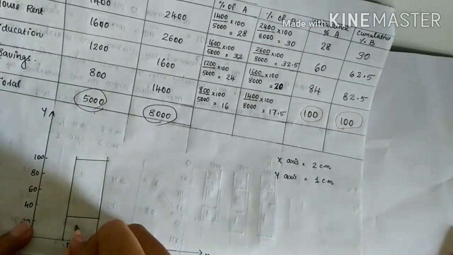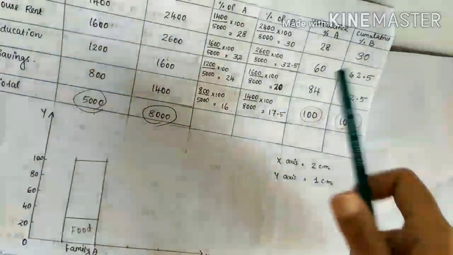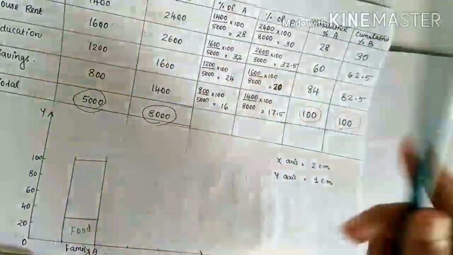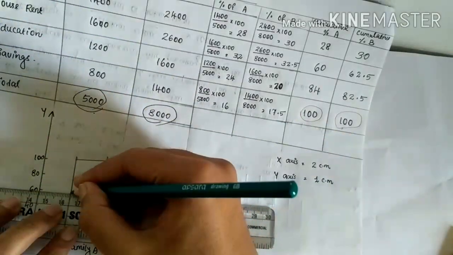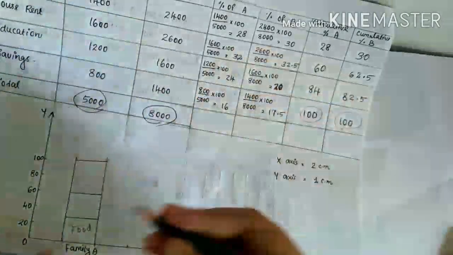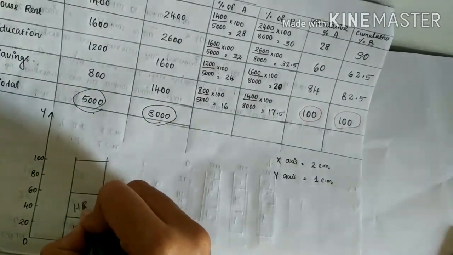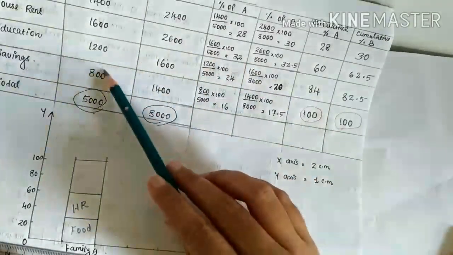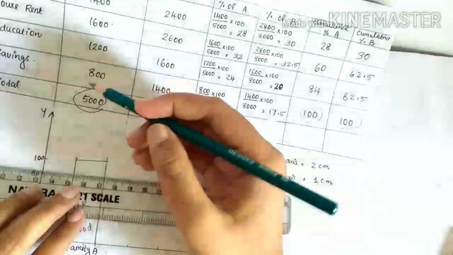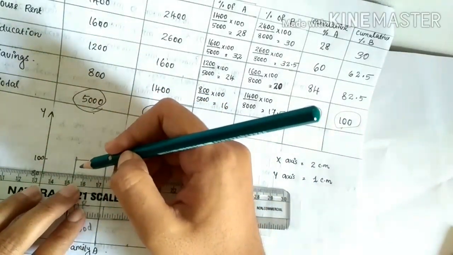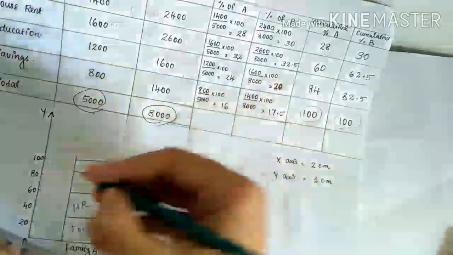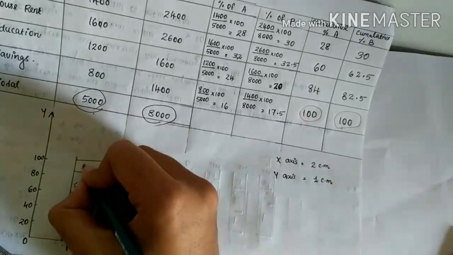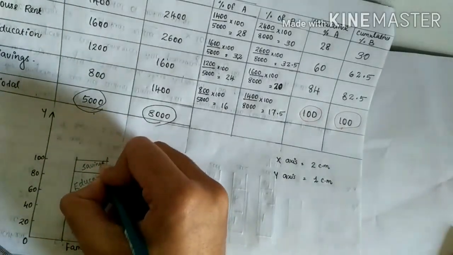Then write, it is for food. And the cumulative percentage of the next item is 60. It is here. Then write house rent, HR means house rent. Then the cumulative percentage of the next item, that is education, is 84. Education. And the remaining portion is savings.